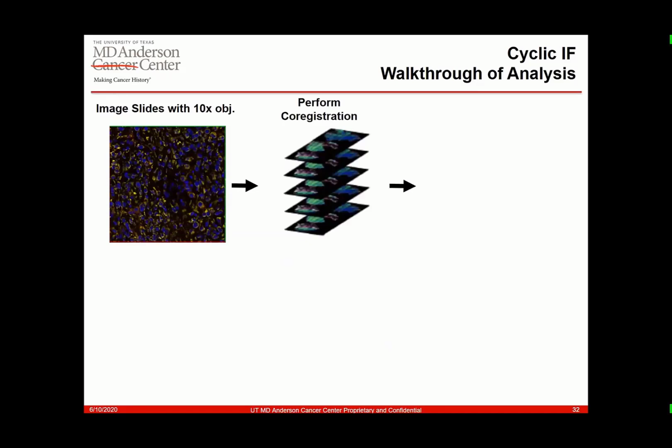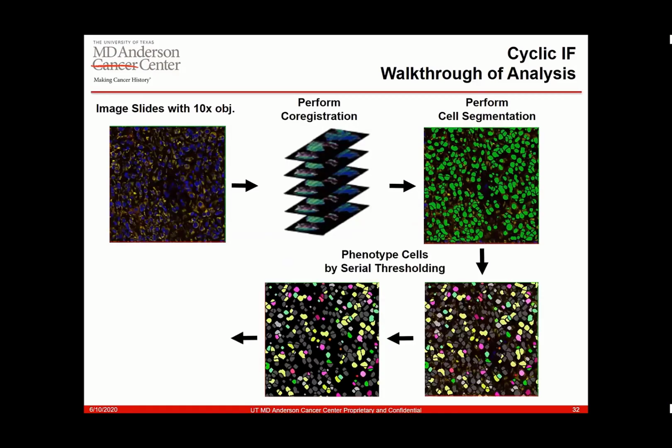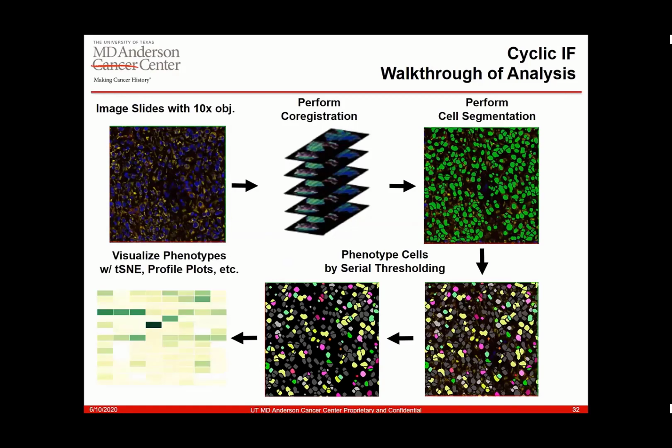Perform the co-registration of those 7 QPTIFFs straight off the Vectra 3. Perform cell segmentation on those. This is all in Visiopharm, by the way. And then phenotype those cells by serial thresholding. And what you'll get is essentially an ability to visualize the phenotypes by t-SNE plots, profile plots, etc.